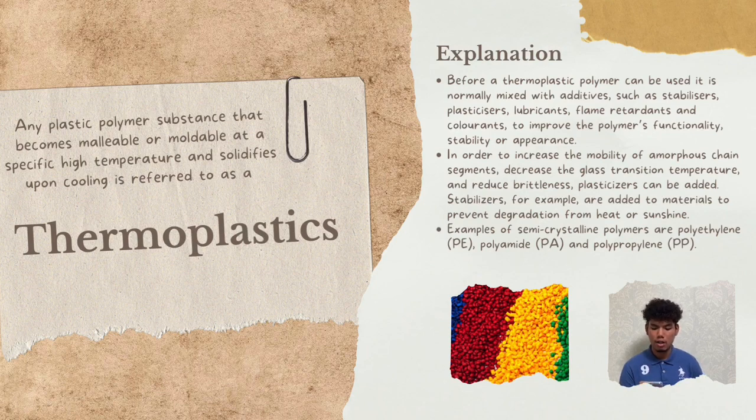In order to increase mobility of multiple chain segments, decrease the glass transition temperature, and reduce brittleness, polyester can be added. Stabilizers, for example, are added to a material to prevent degradation from heat or sunshine. Examples of semi-crystalline polymers are polyethylene PE, polyamide PA, and polypropylene PP.